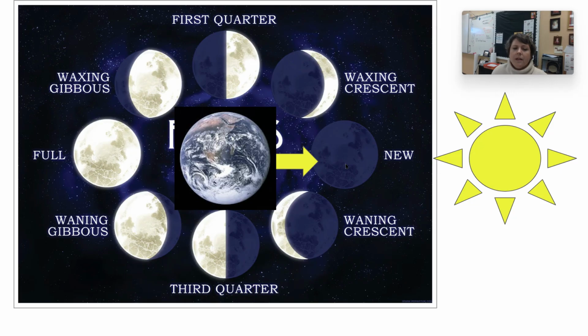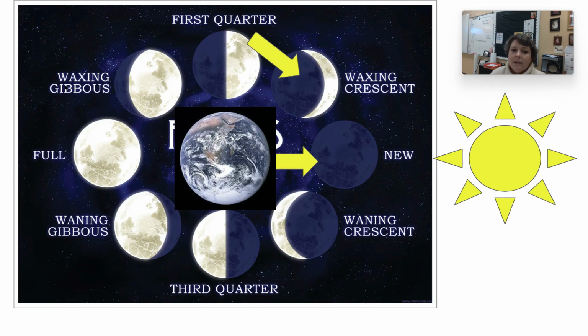So in the new moon, the illuminated part of the moon is facing the sun. The unlit part of the moon is facing the Earth, and so we don't really see anything. Does that make sense? We're seeing the back and it's up against the sun. It's also usually out during the day, so we're really not seeing it. Okay, then we have a waxing crescent. The word waxing means getting bigger.